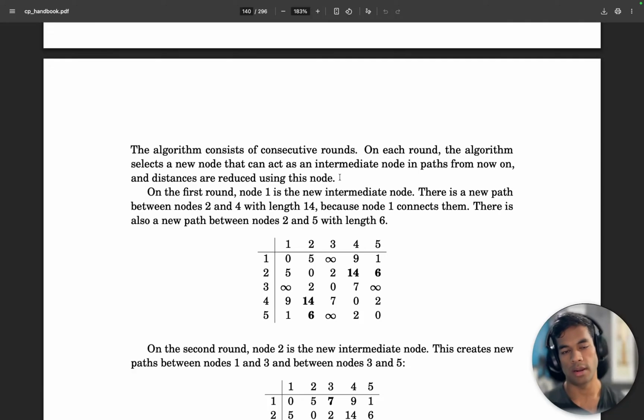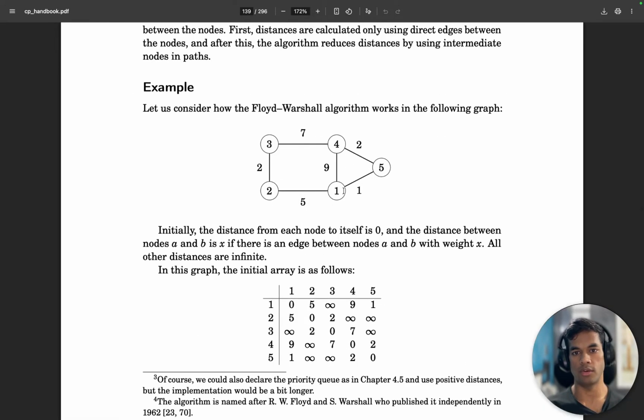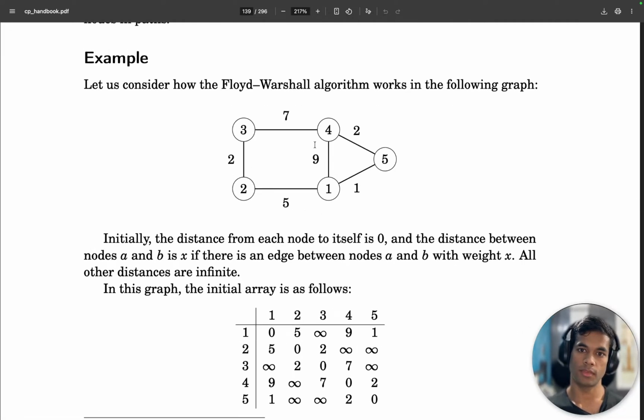Okay, on the first round, node 1 is the new intermediate node. There is a new path between nodes 2 and 4. So this one is acting as an intermediate node now, and these four nodes are connected to node 1. Initially the distance from 2 to 4 is infinite, and that is bad. Instead of infinite, we can go through 1, and the distance for 2 to 4 is going to be 14. That is nice. We will also update the path from 2 to 5, and that is it. So 2 to 4 and 2 to 5, these two things are updated.